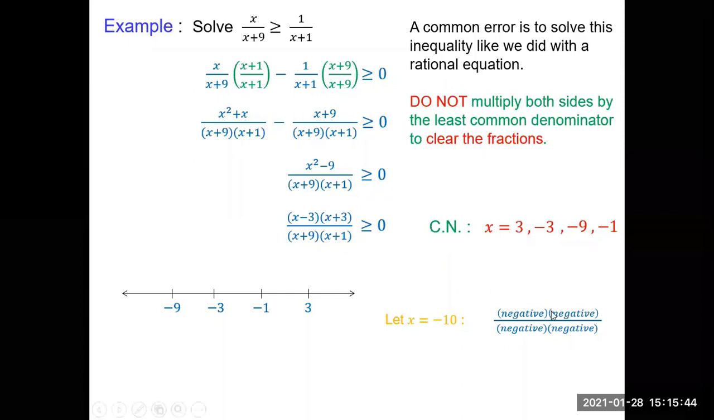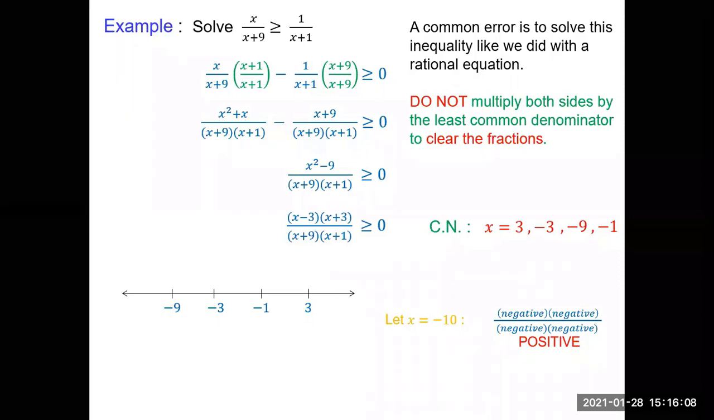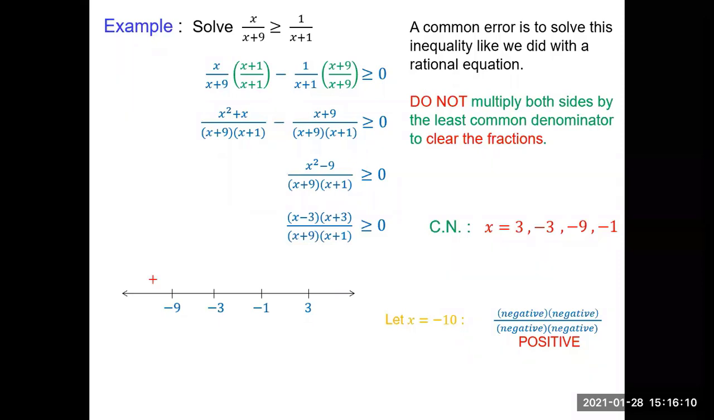As you can hopefully see here, each factor will become negative if I plug in negative 10, and therefore a negative times a negative is positive. A negative times a negative is again positive. So if I divide a positive by a positive, I get a positive result. Note that I don't have to find the actual value that we get when we plug in negative 10. We actually don't even care what the value is, because we know that everything before negative 9 will give me a positive output.